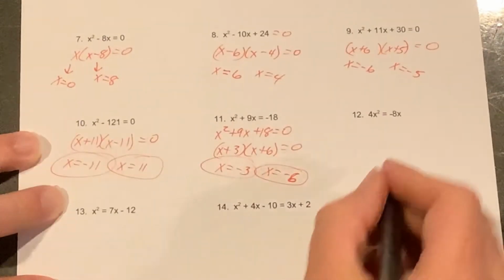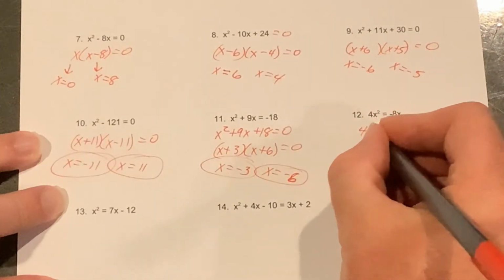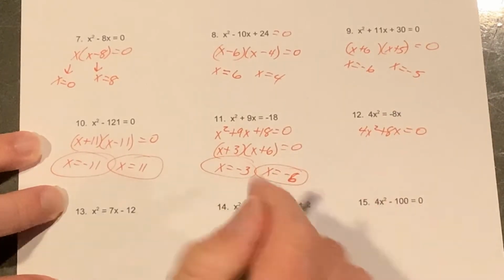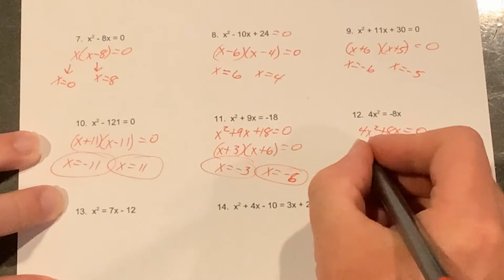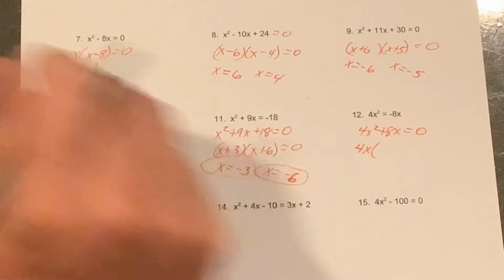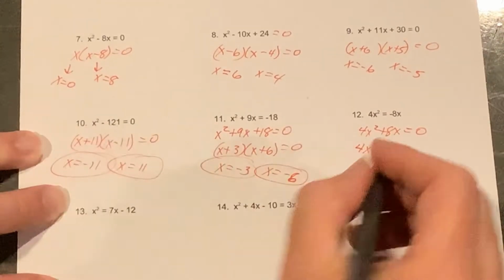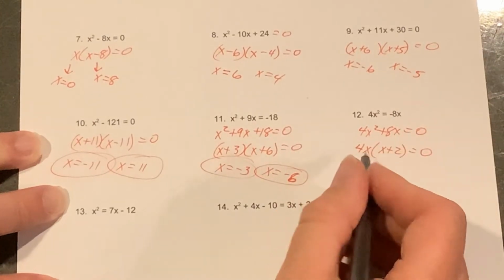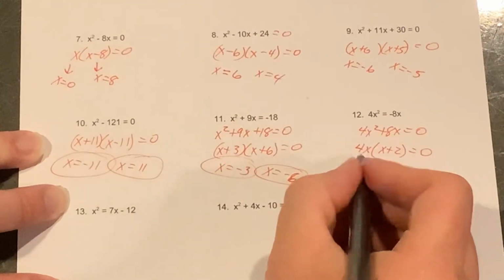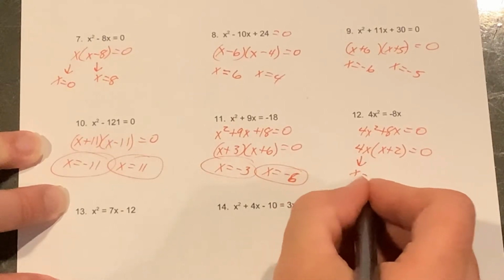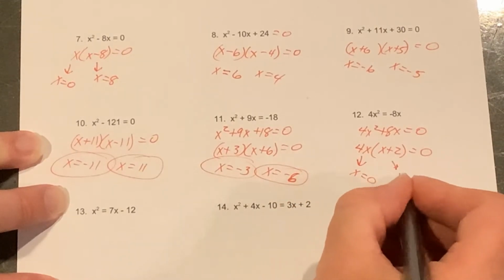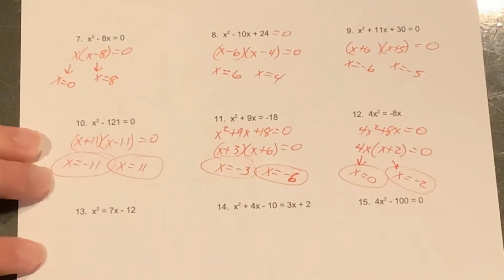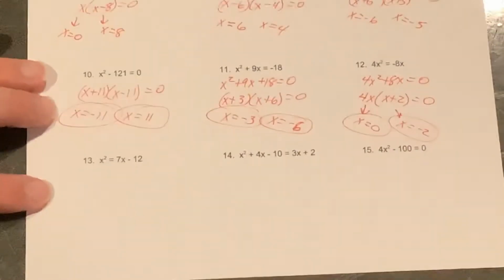Same thing on number 12. I'm going to add 8x to both sides, so I get 4x squared plus 8x equals 0. When I do that, now I can factor a 4x out of both terms. We want to factor out the greatest common term. That's going to leave me with x plus 2. Now, anything times 4x gives us a solution of x equals 0, and this factor gives me a solution of x equals -2. All right. 13, we're going to have to manipulate the equation again.